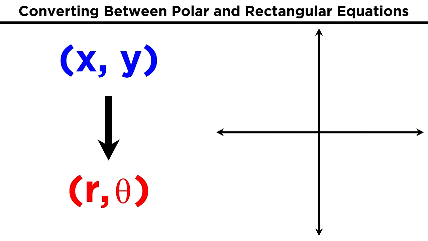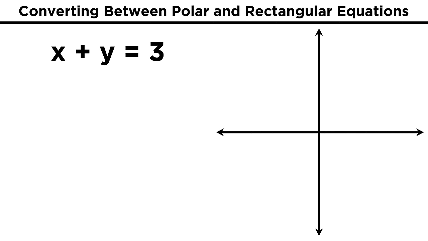A rectangular equation contains x and y, while a polar equation contains r and theta. So we have to find a way to represent x and y in terms of r and theta. How could we take an equation like x plus y equals 3 and turn this into one with r's and thetas? It's not too difficult.